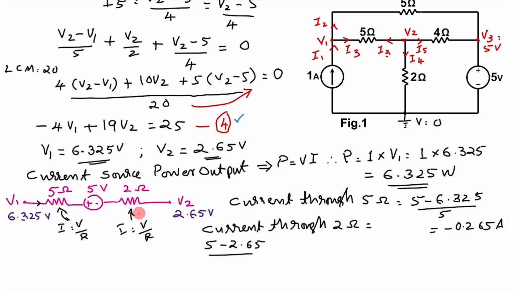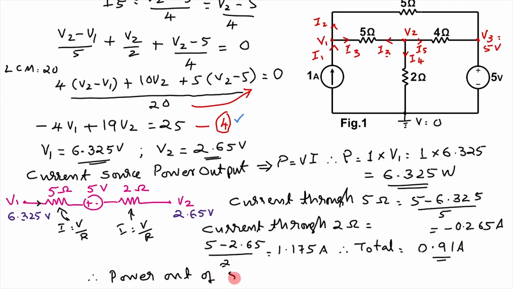Current through 2 ohm is equal to 5 minus 2.65 divided by 2 ohm, which is equal to 1.175 ampere. Therefore, the total is the sum of current through 5 ohm and current through 2 ohm, which comes as 0.91 ampere. Therefore, power out of the 5 volt source is equal to V into I, that is 5 into 0.91, which is equal to 4.55 watts.